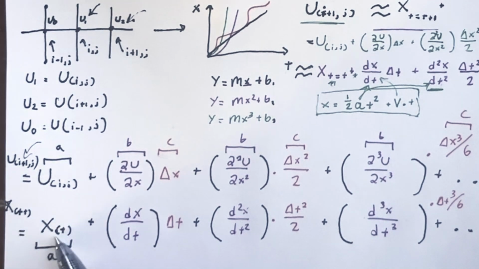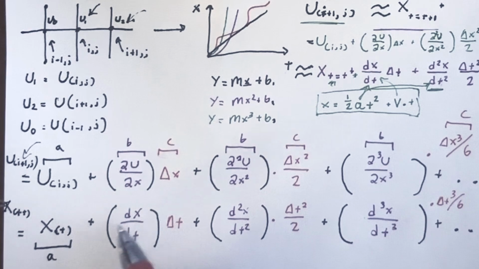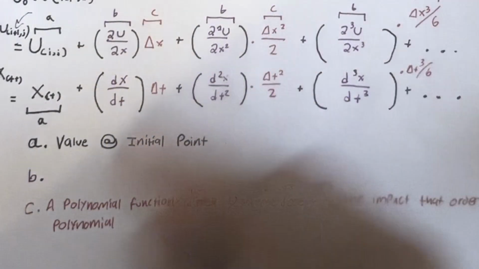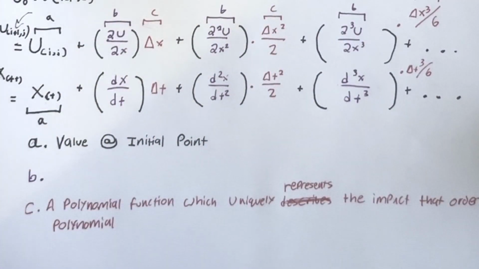It's equal to your distance at x equals t plus 1 is equal to your distance at x equals t, plus the velocity times your change in time, plus acceleration times change in time squared over 2, plus jerk times change in time cubed over 6, and etc. And there are three different components to consider for this Taylor series expansion. That corresponds to both 1D and 2D, right?